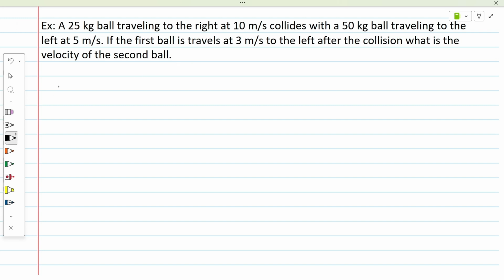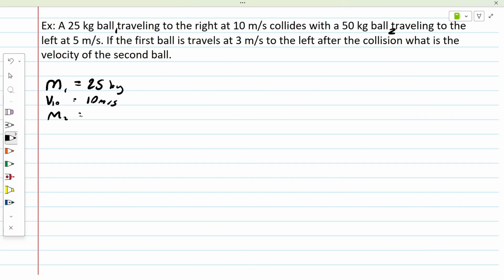So let's first write out what we have. We'll call this ball 1 and this ball 2, just for our subscripts. So the mass m1 is 25 kilograms, and it's moving to the right at 10 meters per second, so the initial velocity is 10 meters per second. The direction does matter here, so we'll denote the right as positive, which is typical, and the left as negative.